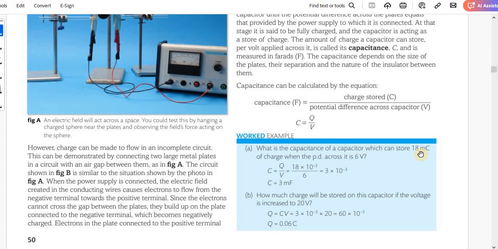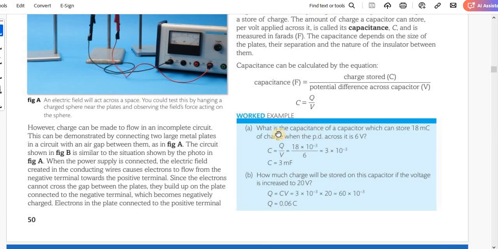Milli is a metric prefix, and it has the numerical value 10 to the power minus 3. So we can replace the m with its numerical value 10 to the power minus 3 and substitute it here. So 18 millicoulombs is equal to 18 times 10 to the power minus 3 coulombs, and the potential difference across the plates is 6 volts. So substitute that, then we get 3 into 10 to the power minus 3 farad. So if you convert it to microfarad, it will be 3 microfarads.